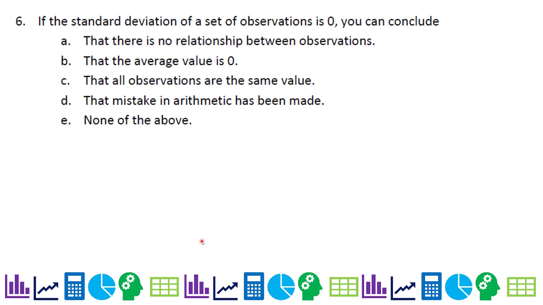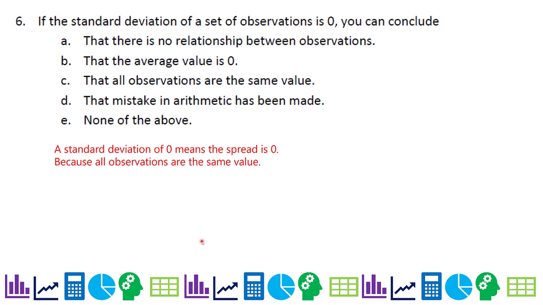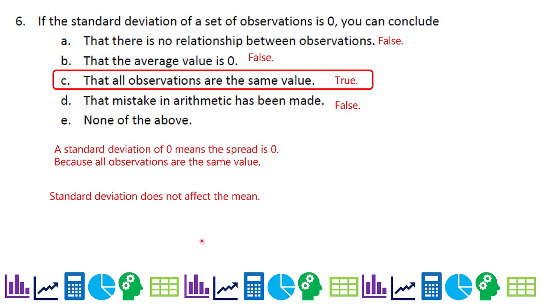Number 6, if the standard deviation of a set of observations is 0, you can conclude. Well, a standard deviation of 0 means the spread is 0. So then all observations have to have the same value. So that's true. It also doesn't affect the mean, so that's false. And it doesn't imply that there is no relationship, or there is, or that there was a mistake in math. So the correct answer is C for number 6.